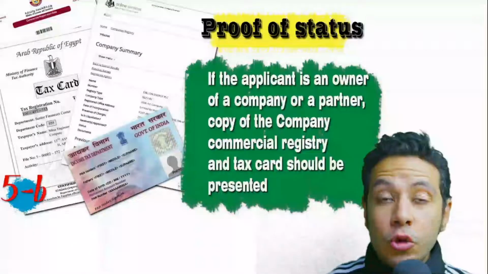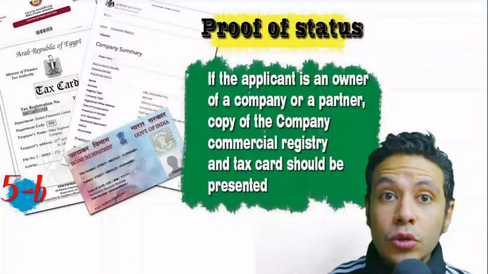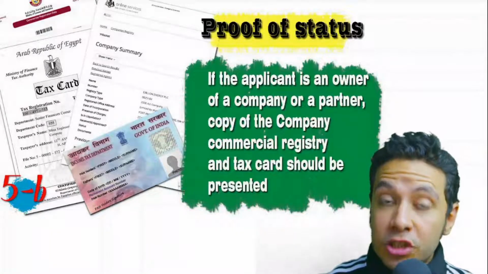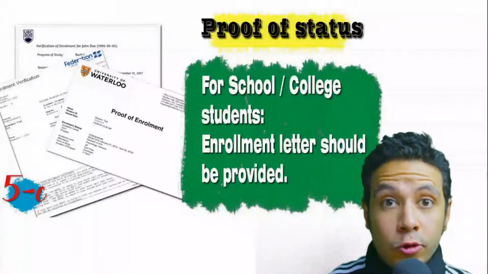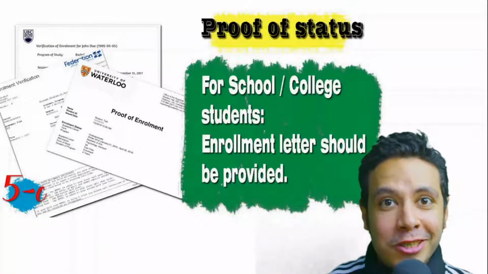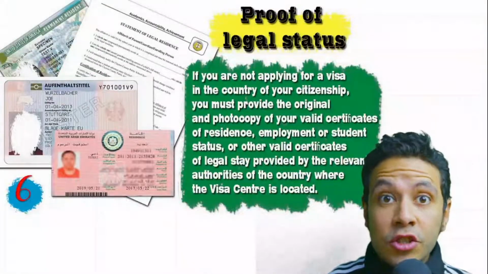But in case you are the owner of the company or you run your own business, then your commercial registry and your tax card must be presented. But if you are a student in a school or a college, an enrollment letter should be provided from your university or your school.